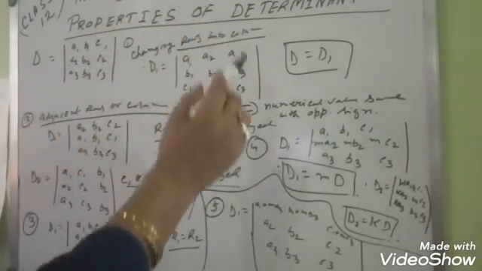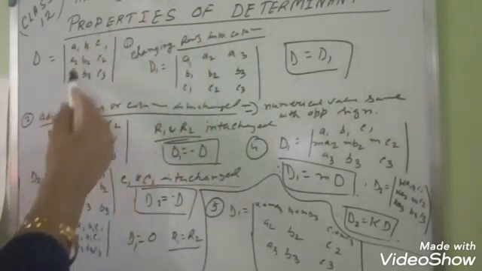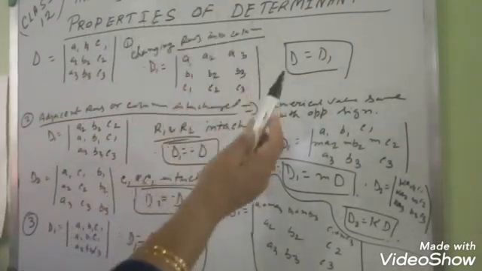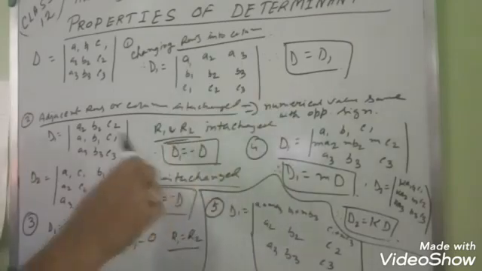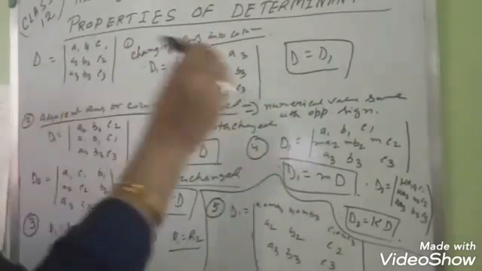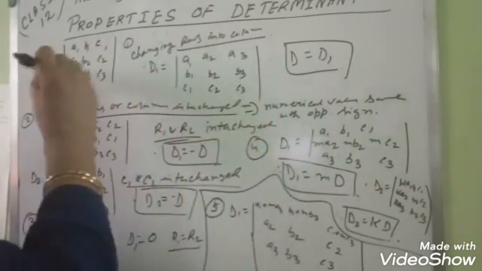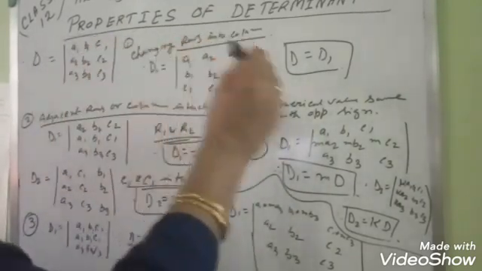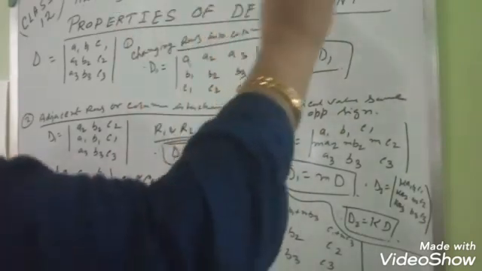If we can write this, that means if we change the rows into columns or columns into rows, then the value of the determinant will remain the same. That means it will be unaltered. So the value of D1 and the value of D, these two values should be equal. So D equals D1. This is the first property.